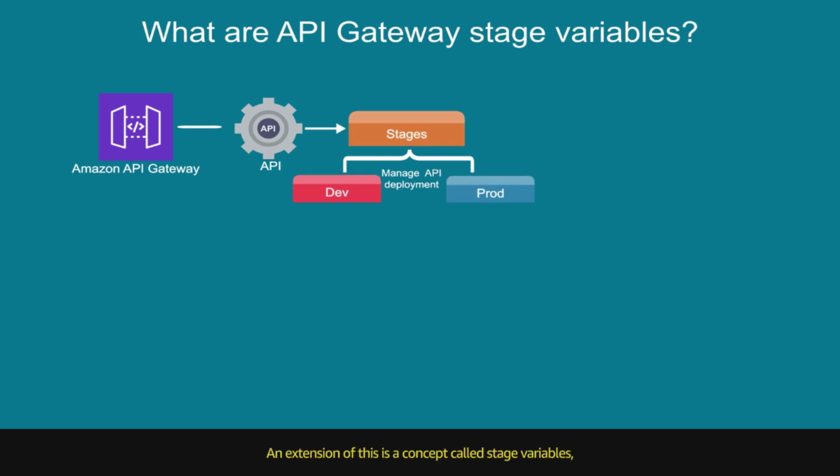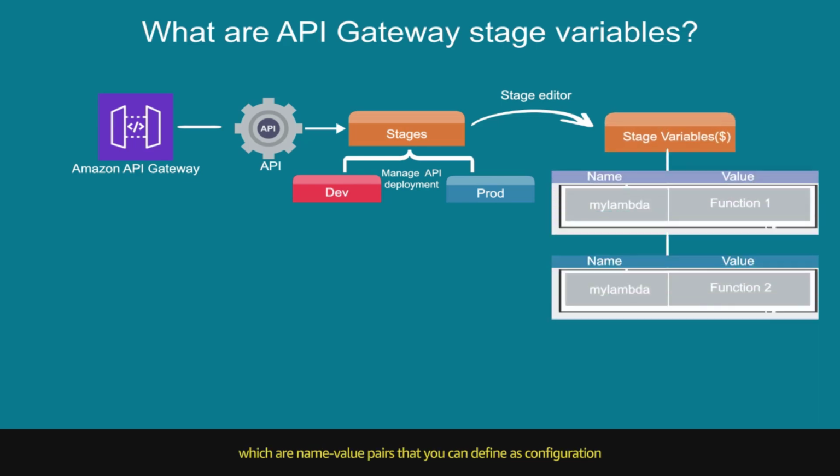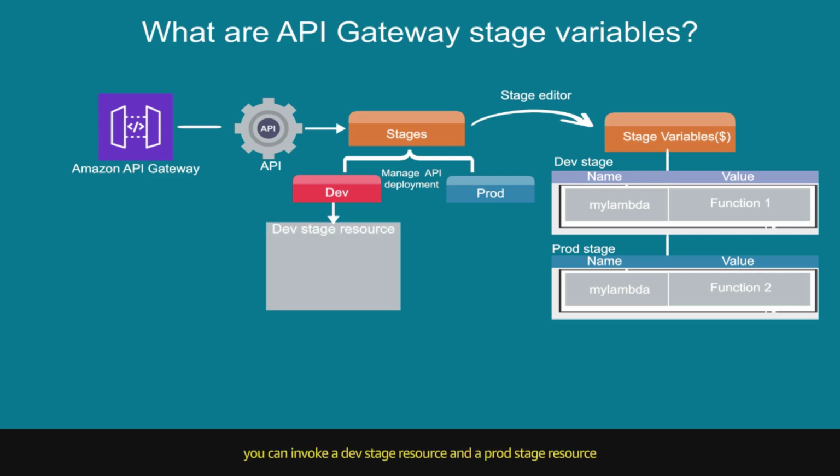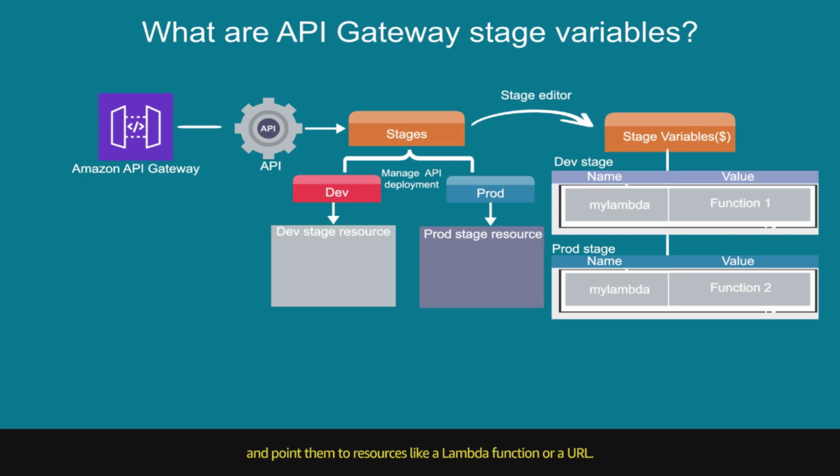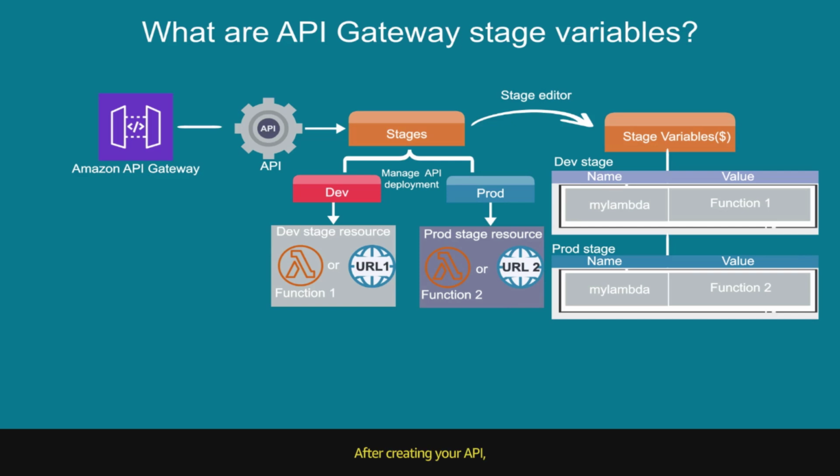prod environment. An extension of this is a concept called stage variables, which are name-value pairs that you can define as configuration attributes associated with a deployment stage of a REST API. They act like environment variables that store dynamic values. With stage variables, you can invoke a dev stage resource and a prod stage resource and point them to resources like a Lambda function or a URL.